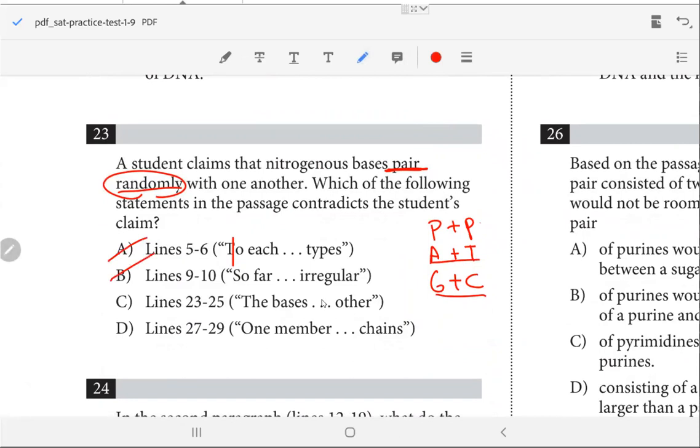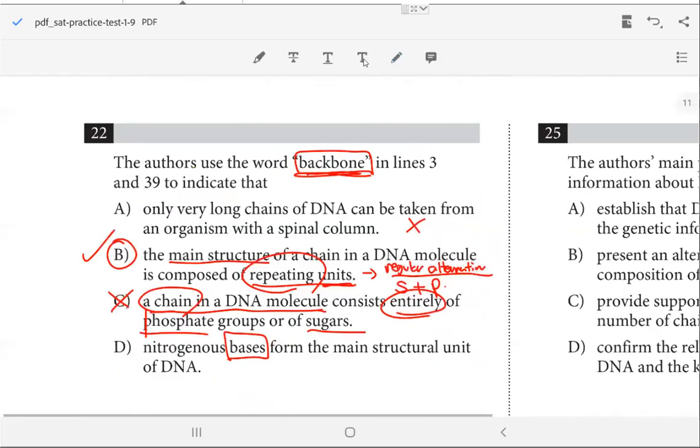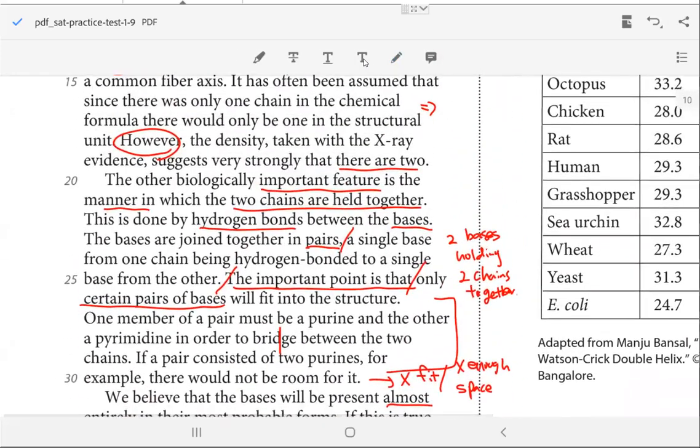23에서 25 아니면 27에서 29 봅시다. 23에서 25. The bases are joined together in pairs. A single base from one chain being hydrogen bond to a single base from the other. Wow, we're getting a bit warmer. 그죠? 뭔가 이거 랜덤 아니야 이런 내용인 것 같은데. 그죠? 그럼 27에서 29도 읽어보면서 비교해 볼게요.